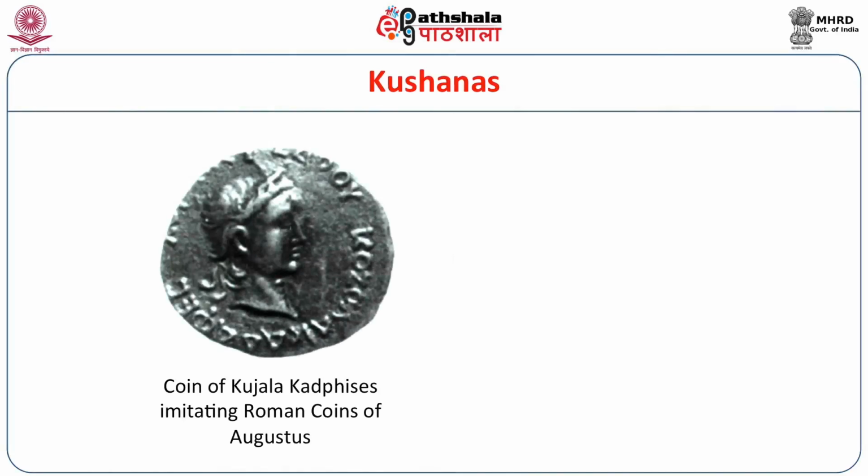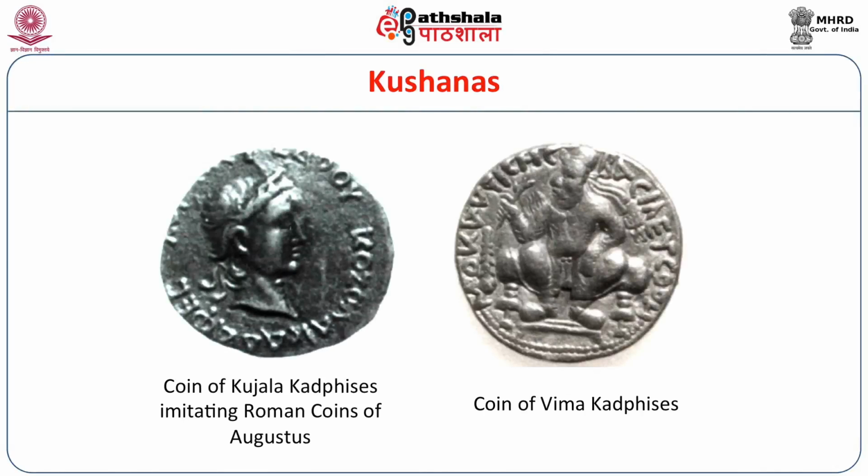And the Kushans issued copper coins and gold coins. These copper coins, which were issued by Kujalakatvases, one of the earliest rulers of this dynasty, were imitations of different types of coins which were circulating in the northwestern part of the subcontinent. And here you can see a coin of Kujalakatvases where he has imitated the Roman coins of Augustus. The coins of Augustus were actually in silver and in gold, but Kujalakatvases had imitated them in copper, and the other coin belongs to Vimakatvases, and Vimakatvases' coin is in gold.